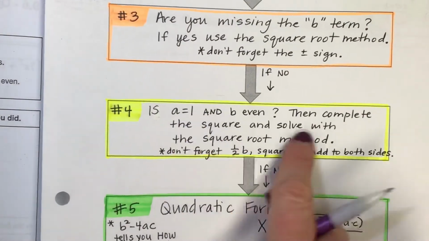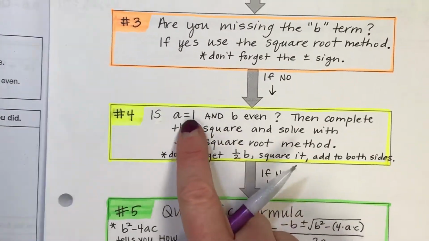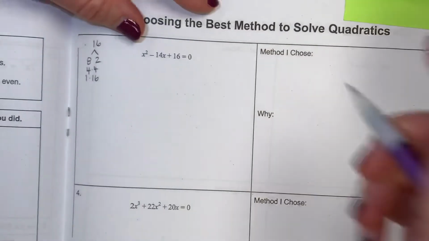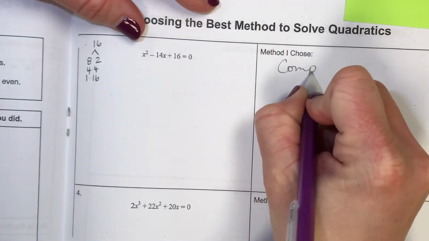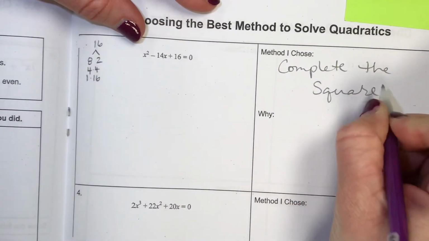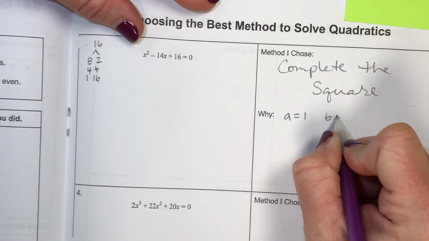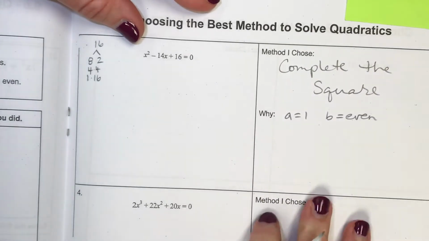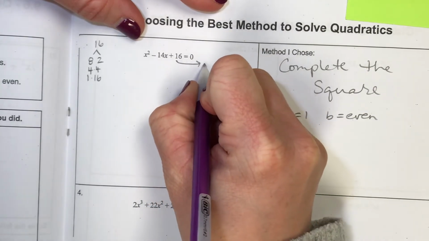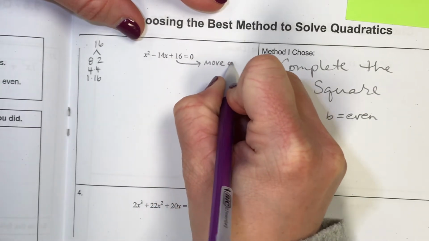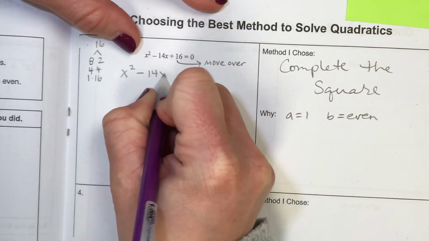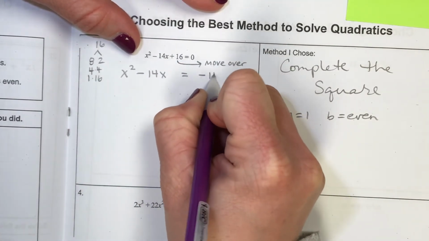And so I'm going to do what is called completing the square, because my lead term is 1 and my b is even. So I'm going to write complete the square because my a is 1 and my b is even. All right, so now what I'm going to do is move my constant over to the other side. So I have x squared minus 14x will equal now negative 16.